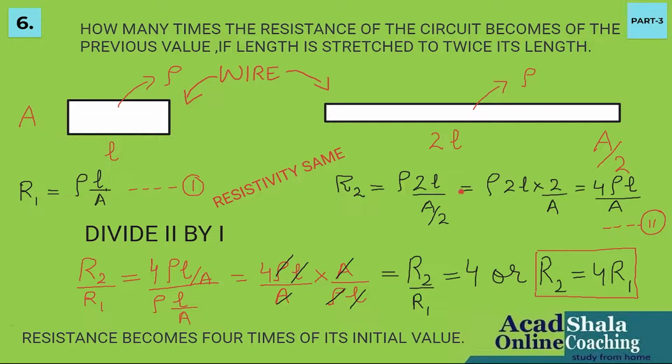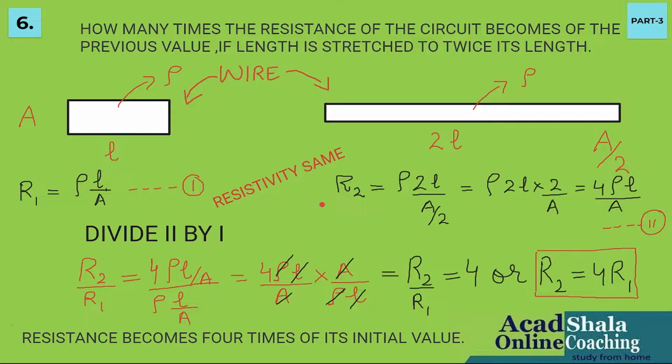After putting the value, we will simplify. That is rho 2L into 2 upon A. And again, we will simplify more and I will get 4 rho L upon A. We will put it as, in the first case, equation 1 and this as equation number 2. Is it clear, children?